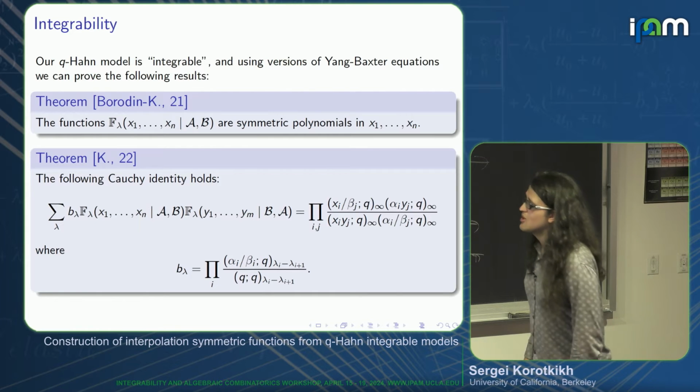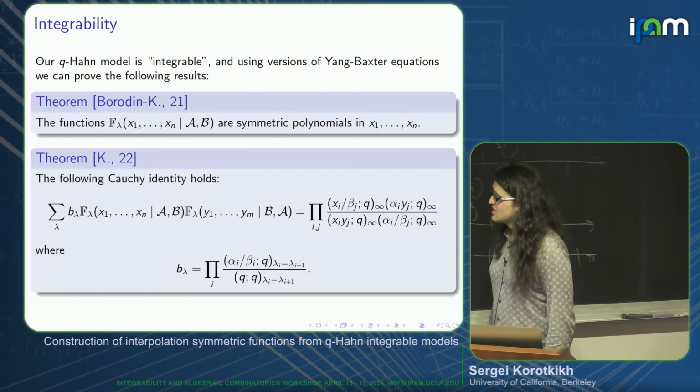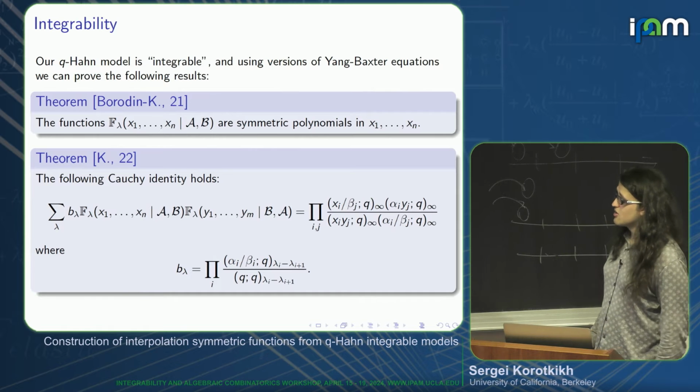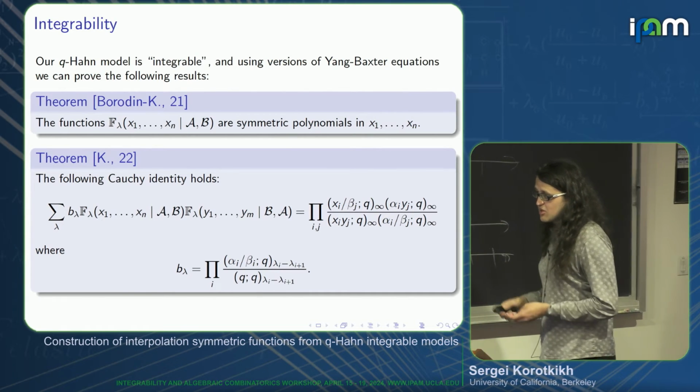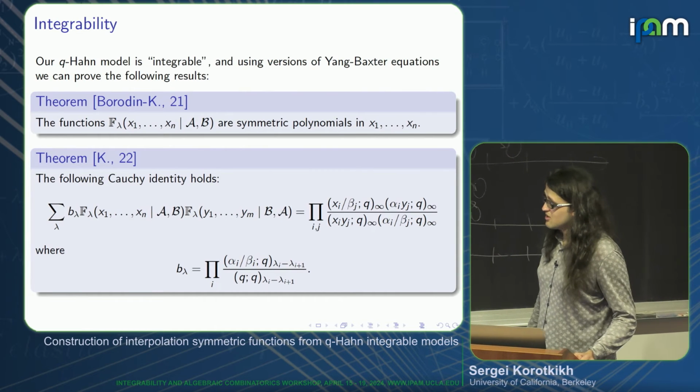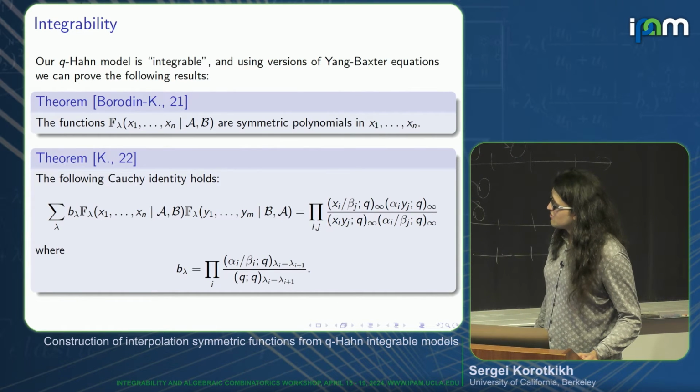And for example, you can observe that when you set parameters alpha equal to 0 and beta going to infinity, this right-hand side will exactly be the Macdonald Cauchy kernel for t equal to 0. So it's consistent with this observation.